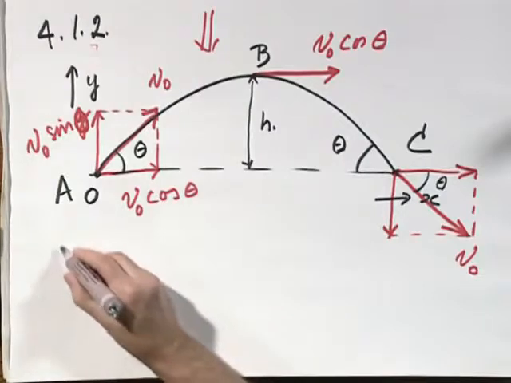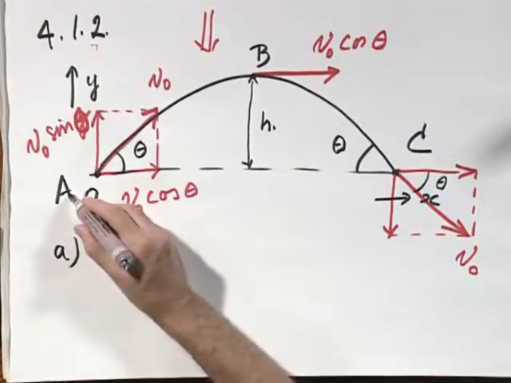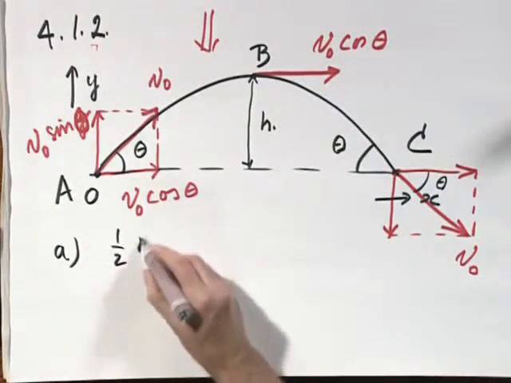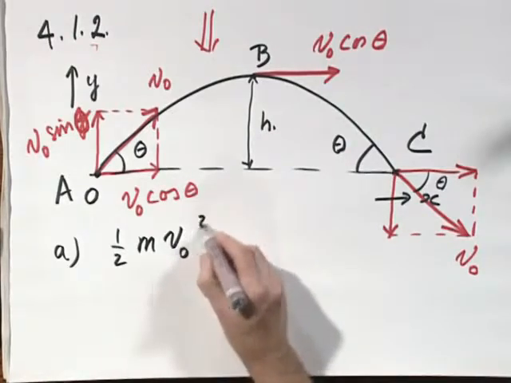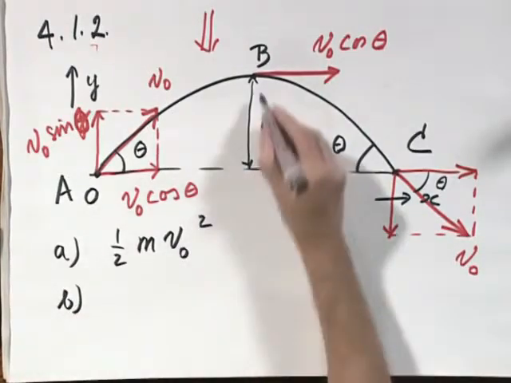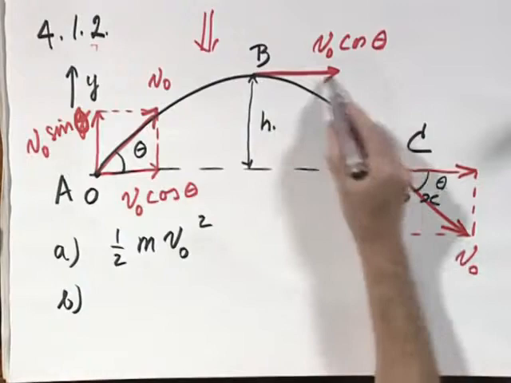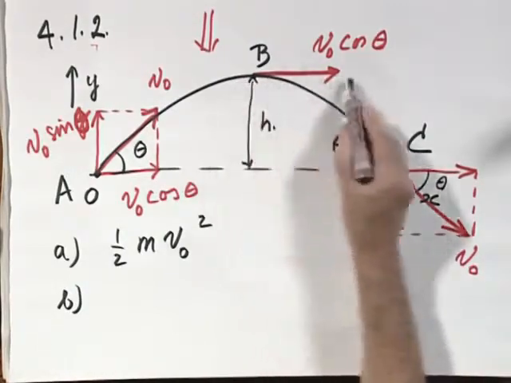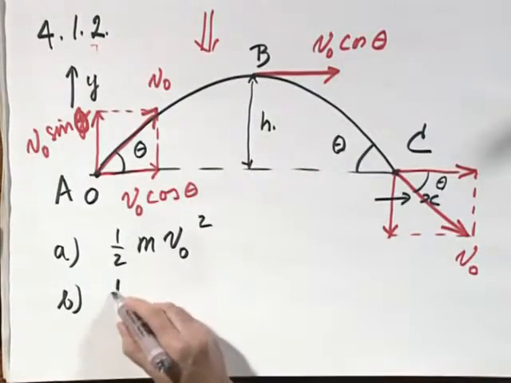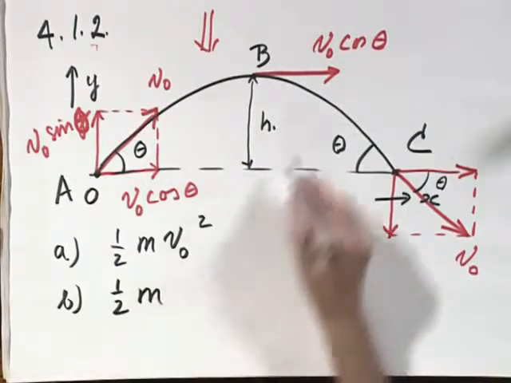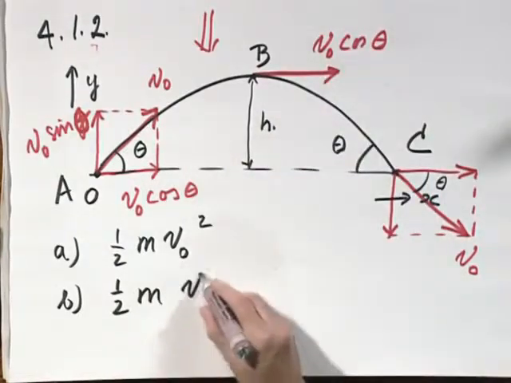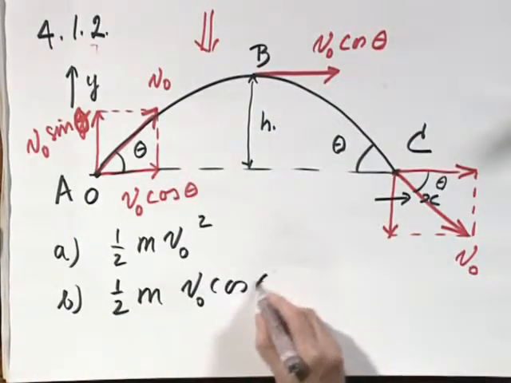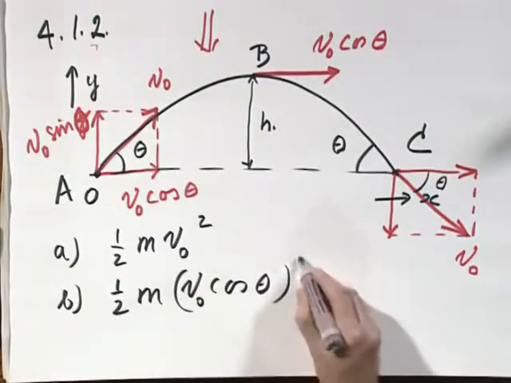And now the first question, part A, is what is the kinetic energy at point A? Well, that obviously is 1/2 m v0 squared. What is the kinetic energy at point B? The only velocity at point B is the horizontal component, so it is 1/2 m times this velocity squared, which is v0 cosine theta squared.